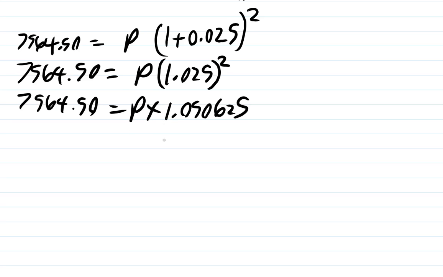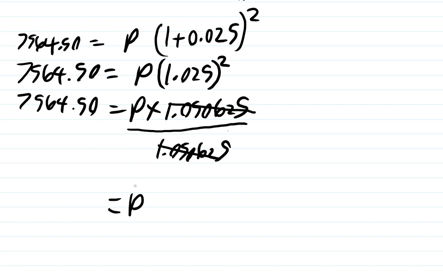Now, what do you do at this point to find P? You have to divide by the 1.050625. Why do you divide by it? Because it cancels itself and leaves P alone, so you get P equal. But if you divide over here, you have to divide the right hand side, you must divide the left hand side by the same number.